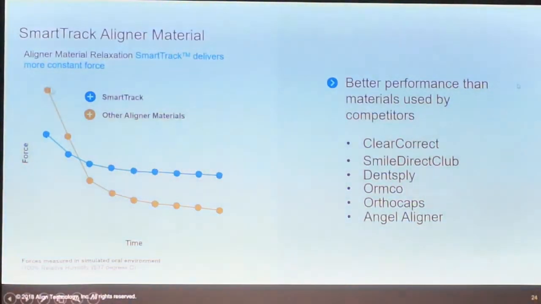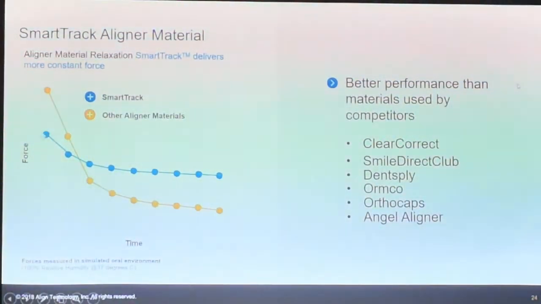So when you insert the aligner, if you use other aligner material, it will provide higher force than the Smart Track. At this point, the patient may feel more pain with other aligner material due to the higher force. But you can see that as time passes, the force of other aligner material drops gradually, and quite fast. So with other aligner material, as time passes, it doesn't have enough force to make the tooth move anymore. When the patient inserts it the first time, they feel more pain, and when time passes, the force drops, which makes the tooth stop moving.